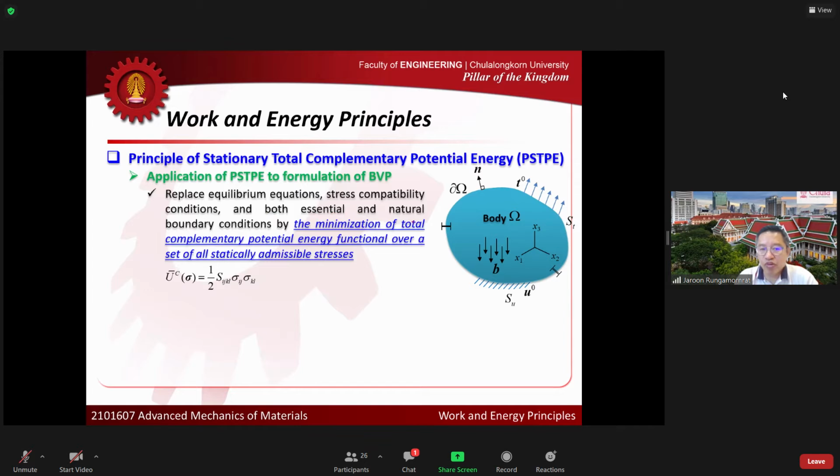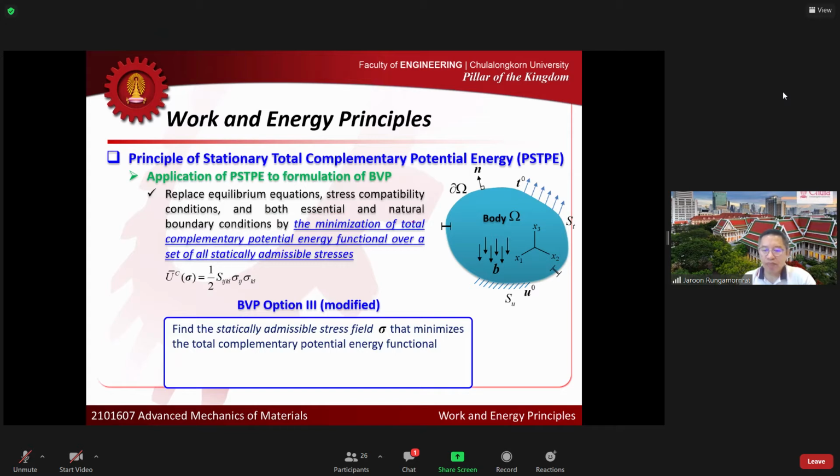So this is what we have for U bar C. U bar C is simply 1/2 S_ijkl sigma_ij sigma_kl, because we focus only on linear elastic material. So I change the stationary condition to minimization because we focus only on linear elastic material. Now we have the boundary value problem option 3. This is the modified one, modified by replacing equilibrium, stress compatibility condition, and all boundary conditions by the minimization of pi c. So this is the new formulation that I have.